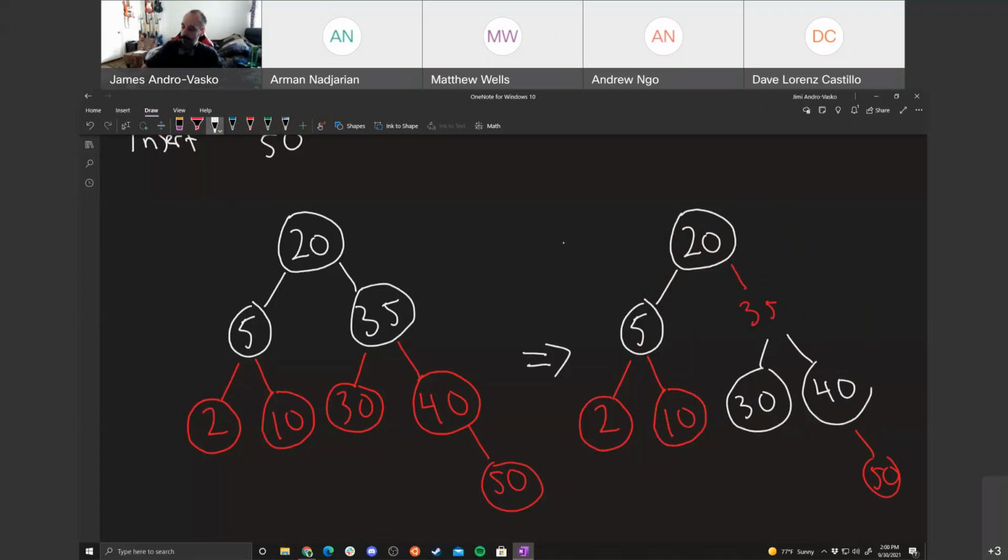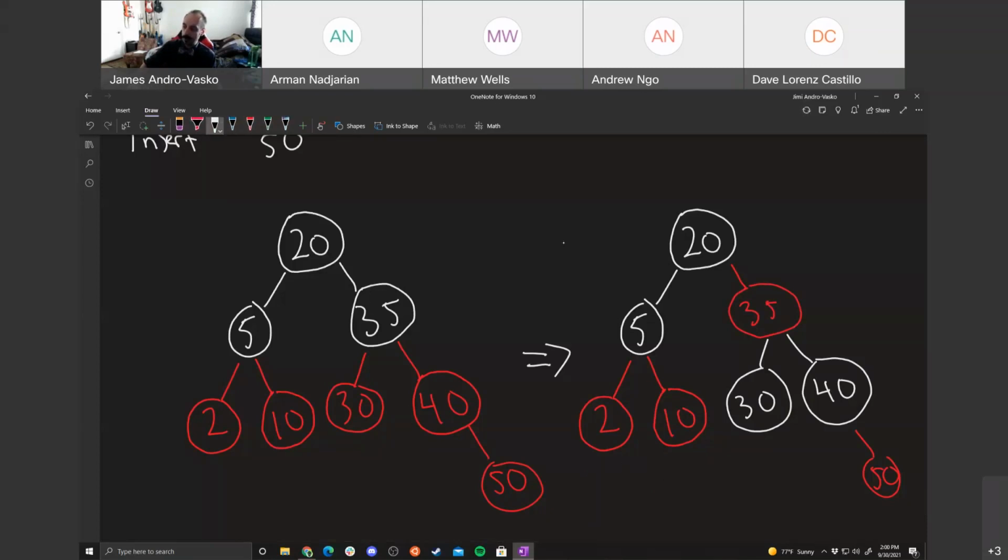Everything's still okay. As long as the number of black nodes on every single possible path is the same, then we're okay. So if you look at this example here, on the left side of 20, which is a black node, we have 1 and 2, so we have 2 on this side.